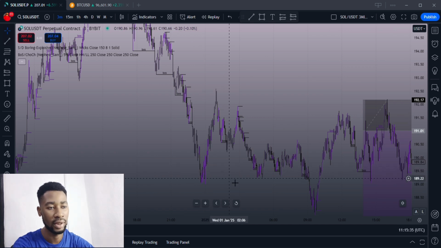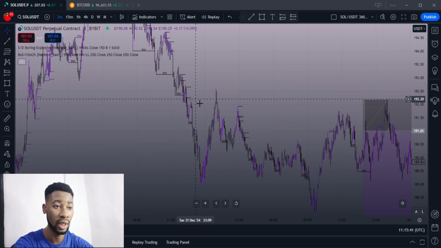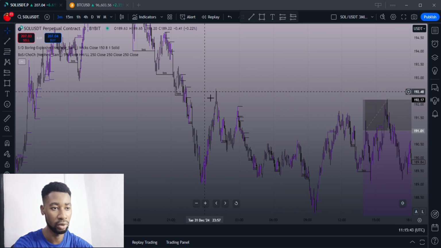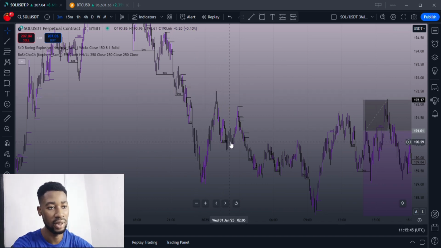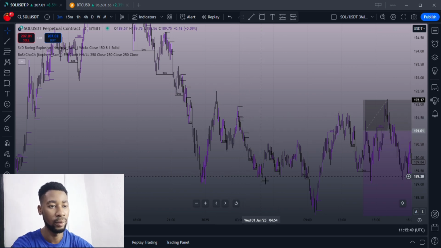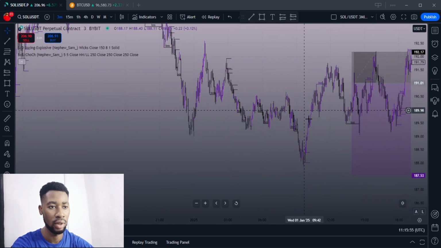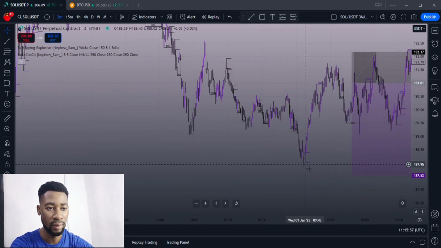Then we had a push up, okay, into this supply zone here. It tapped this supply zone and then pushed down, broke structure, kind of consolidated a bit, and then down. Okay, now we had a little bit of consolidation again here, and then it pushed down. Now it formed a demand zone here.